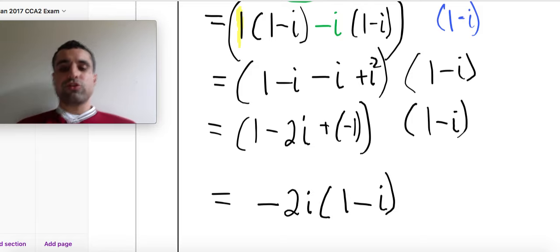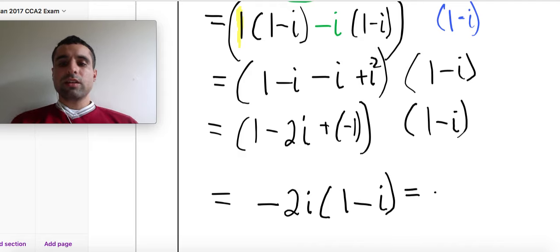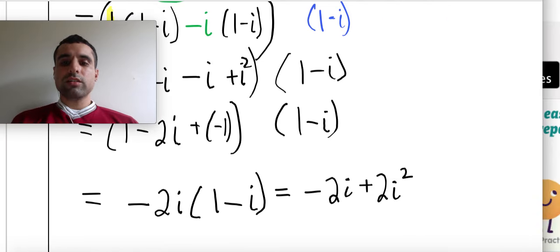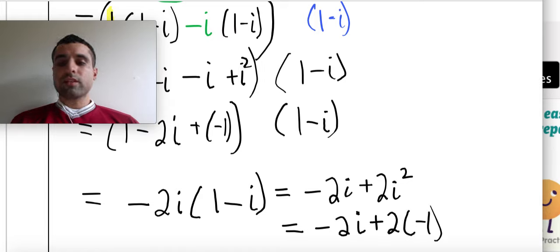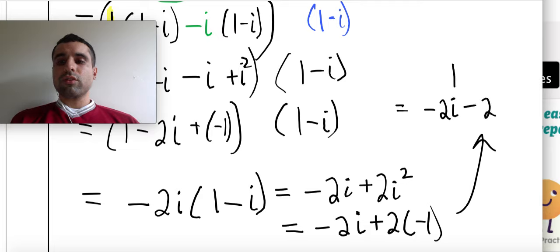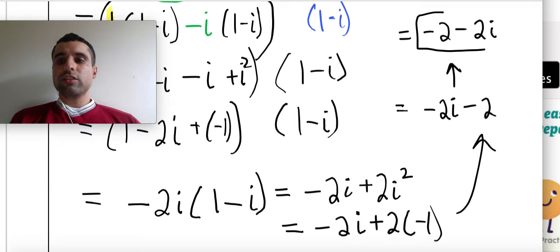Now if I distribute the negative 2i, that becomes negative 2i plus 2i squared. Since i squared is negative 1, that becomes negative 2i plus 2 times negative 1, which becomes negative 2i minus 2. But in a + bi form, we write the negative 2 first, then we write minus 2i. And here's our final answer.